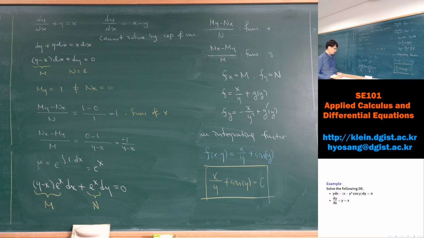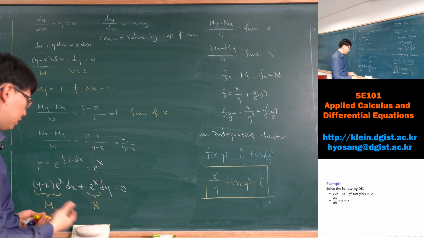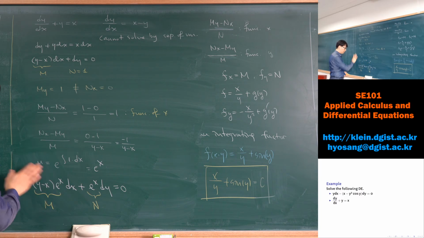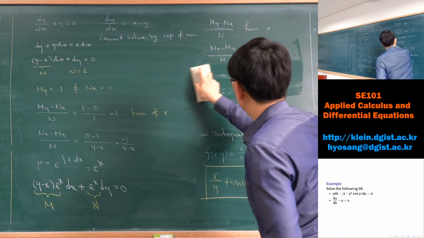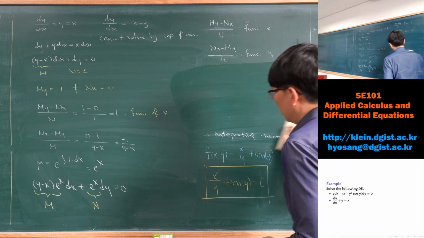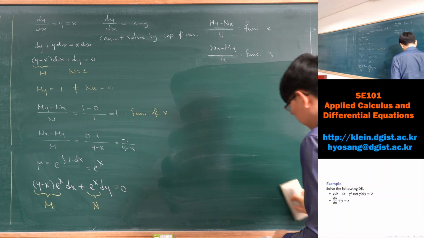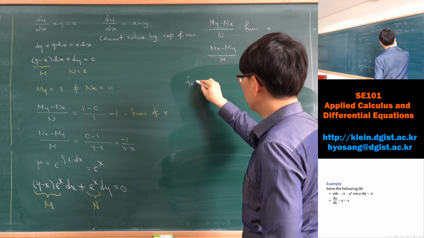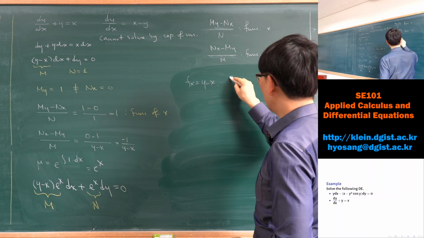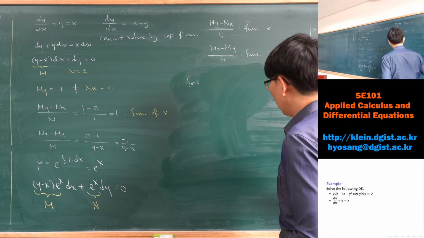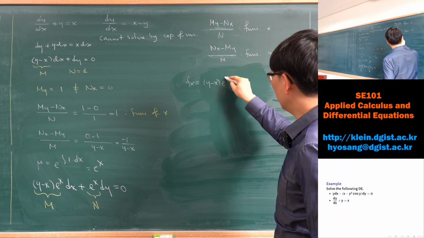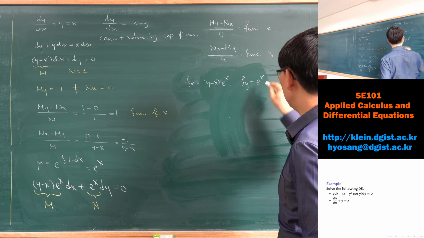You can check again whether this becomes the exact form, but you can just believe that this will be an exact differential equation because we just follow the formula of the integrating factor. So we have to find our two-variable function f satisfying the conditions f_x equals y e^x minus x e^x, and f_y equals e^x.